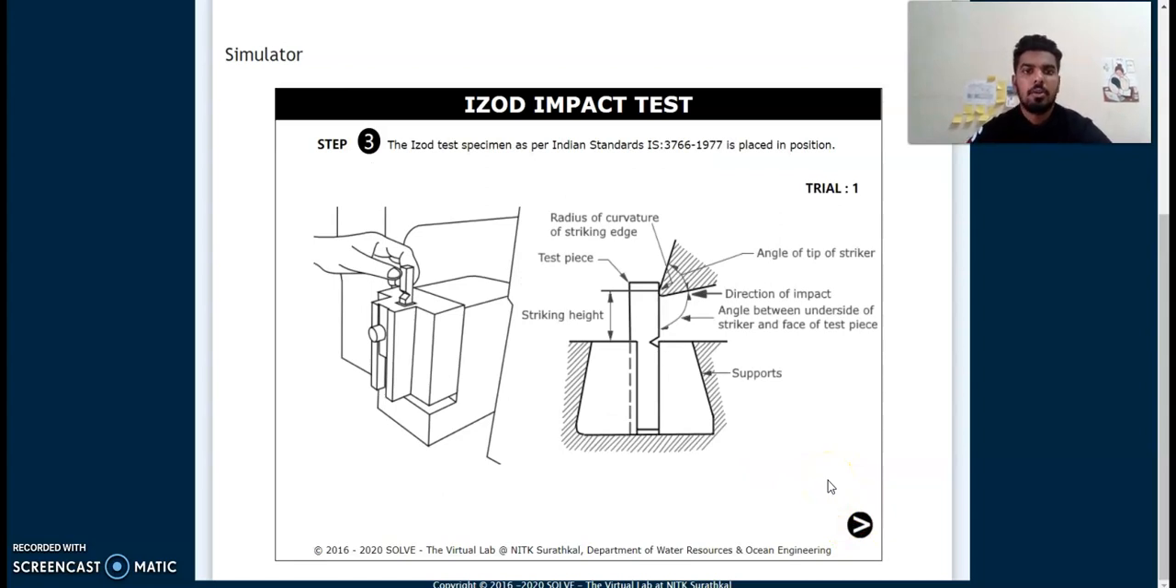Step 3. The Izod test specimen as per Indian standard IS 3766:1977 is placed in position. Trial 1. Radius of curvature of striking edge, test piece, striking edge, angle of tip of striker, direction of impact, angle between underside of striker and face of test piece, and lastly supports.